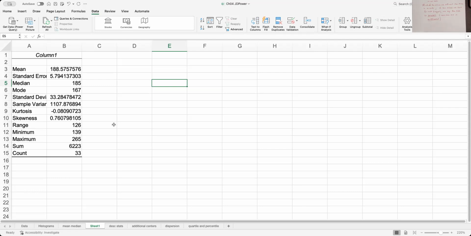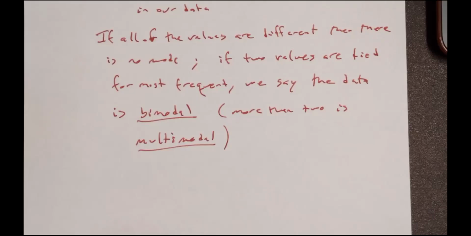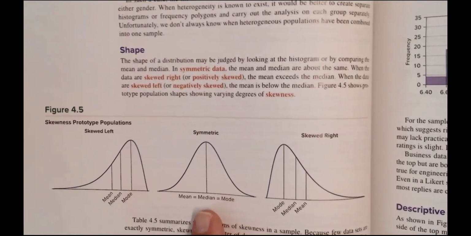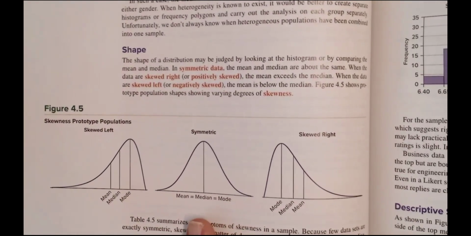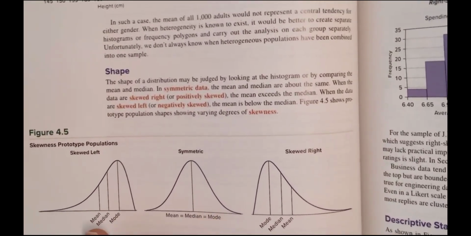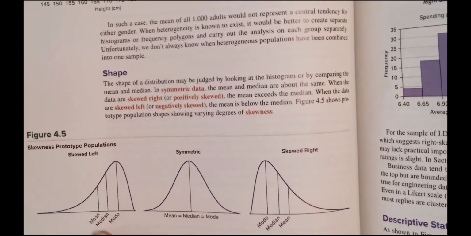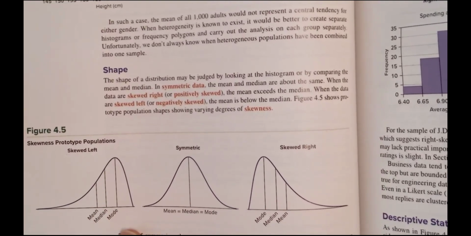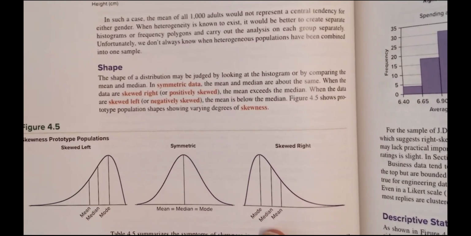Page 102. Picture. If my data is symmetric, then my mean and my mode and my median will be the same. If my data is skewed left, my mean will be lower than my median. Ideally, that'll be lower than my mode. Skewed right, the exact reverse.